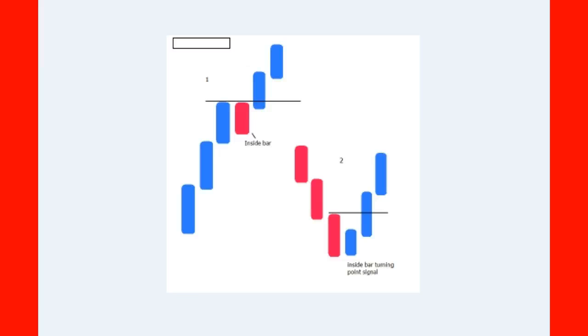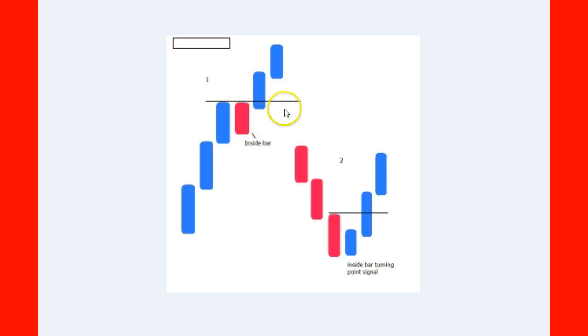Inside bars, and this is going to be more for our advanced traders. Once you get used to trading using just the normal regular engulfing pattern in the paid trader zone, then I would say go ahead and maybe take a look at the inside bars. But real quickly, what inside bars are.